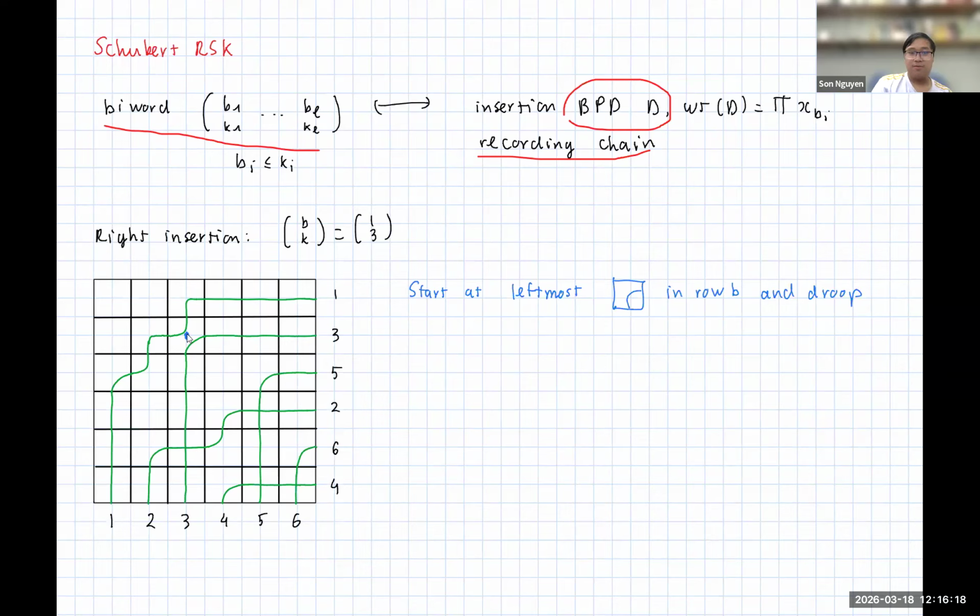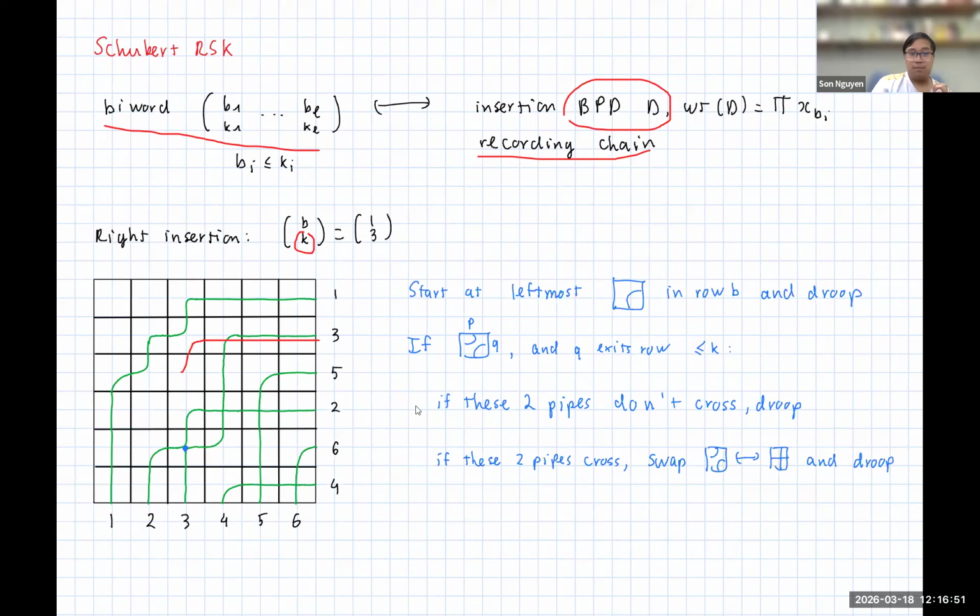And then because I droop down, there would be a bump here and I don't allow that. So what do I check? The first thing I check is whether this second pipe exits in a row less than or equal to K or not. In this case, this is true. So I move this dot from this pipe to this pipe, and I keep drooping. I droop down here, and here I also have a bump, but these two have crossed before, so I swap this bump and the cross, and I keep drooping.